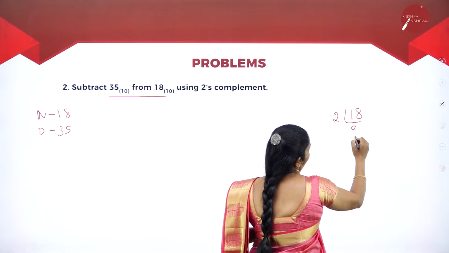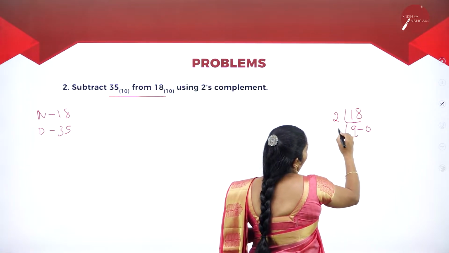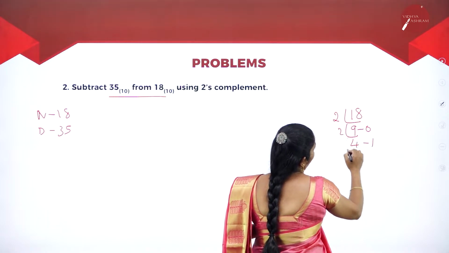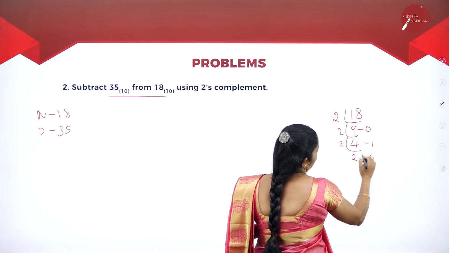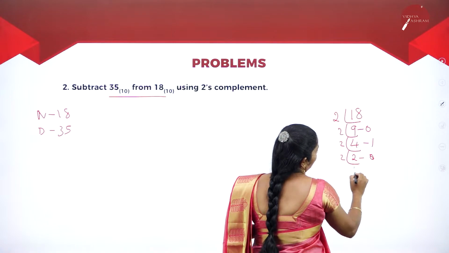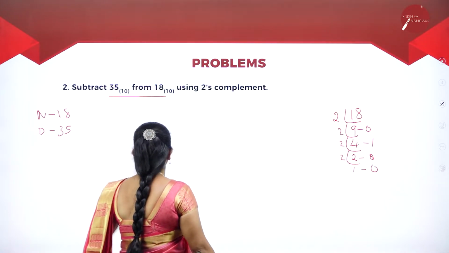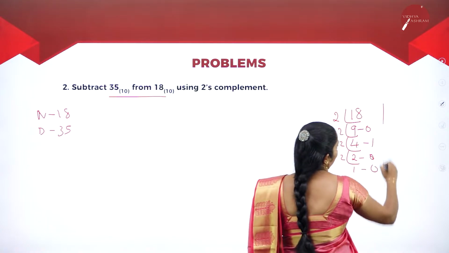2 9s are 18, remainder is 0. Here 2 4s are 8, remainder is 1. 2 2s are 4, remainder is 0. 2 1s are 2, remainder is 0. Then for 18 we have found it. Next, for 35 also you have to find the binary value.